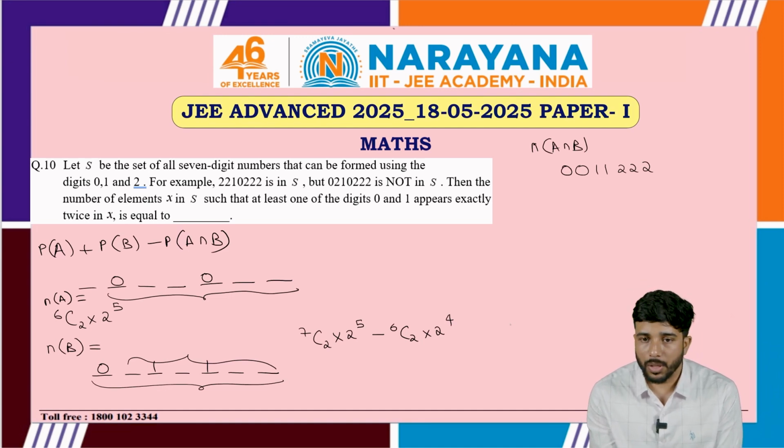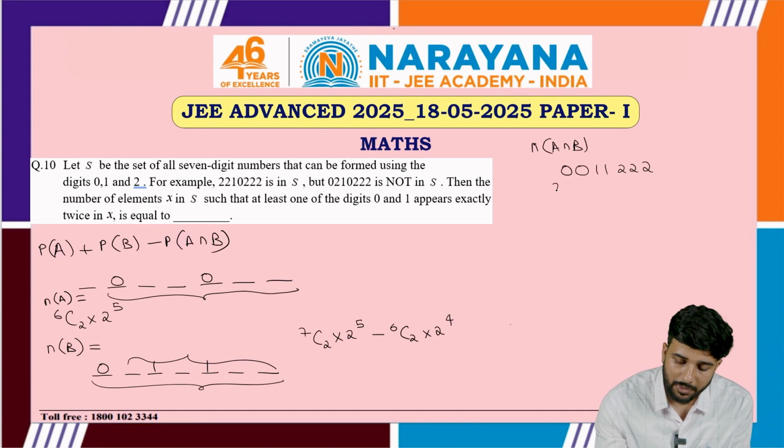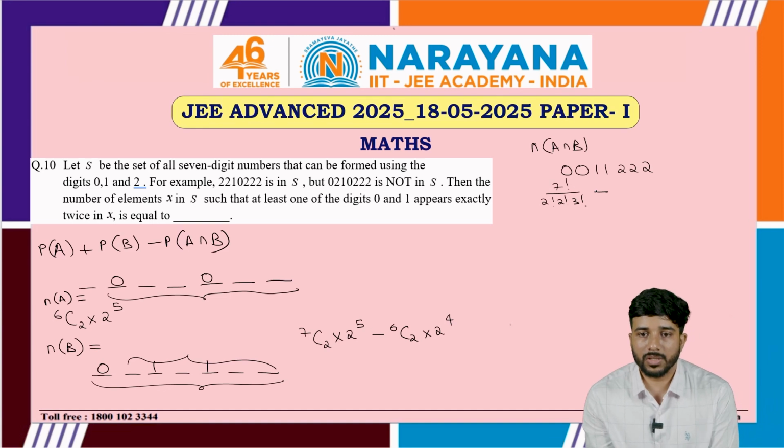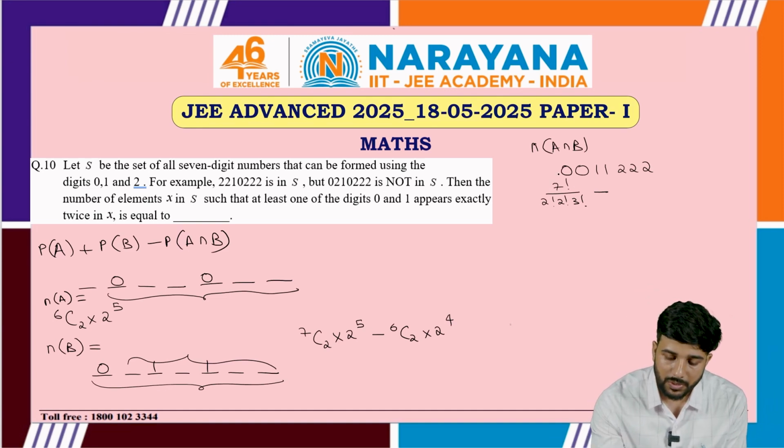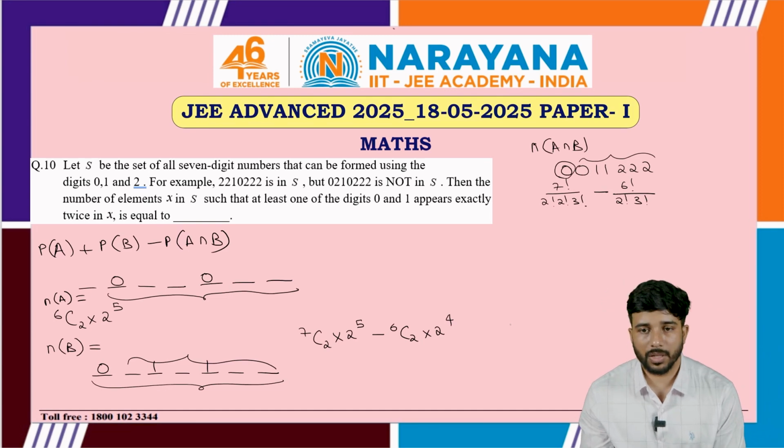Again, I'll assume that 0 has no restriction. It can come in the leading digit also. In that way, I'll get 7 factorial by 2 factorial into 2 factorial into 3 factorial. From this, I'll subtract the cases in which 0 is occurring in the leading digit. If 0 is occurring in the leading digit, the rest can be arranged in 6 factorial by 2 factorial into 3 factorial. So now I have to calculate n of A plus n of B minus n of A intersection B.